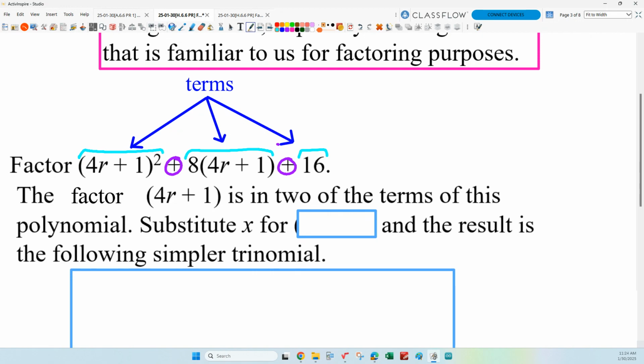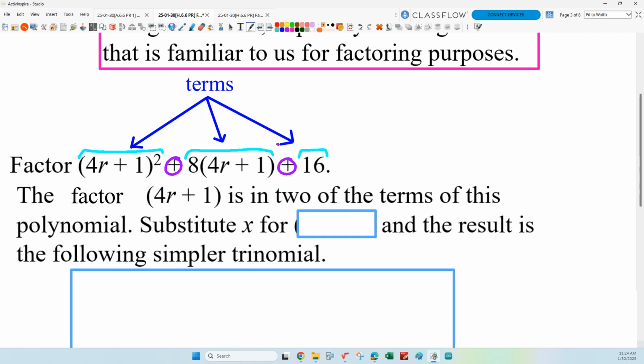So what do you notice here? Well, we notice that the factor 4r plus 1 appears in 2 of the terms. Makes things look really complicated, but what do you think we could do? Substitute x for what? To make this whole thing look simpler. Yeah, 4r plus 1, exactly.